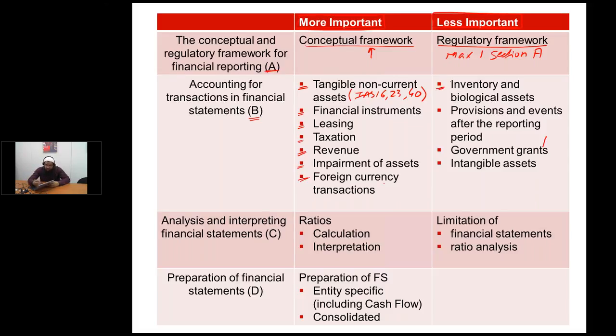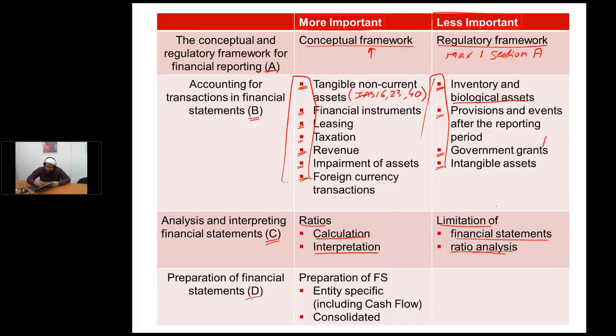And in the rest, we have inventory, which would include biological assets. So this means IAS 2 and IAS 41. Provisions, IAS 37, and events after the reporting period, IAS 10. This is comparatively less important as compared to the others. And then we have government grants, which is IAS 20, and intangible assets, which is IAS 38. So these are comparatively more important than these. Then in part C, we have calculation of ratios and interpretation of the ratios. This is comparatively more important. And the limitation of financial statements and the limitation of ratio analysis is comparatively less important.